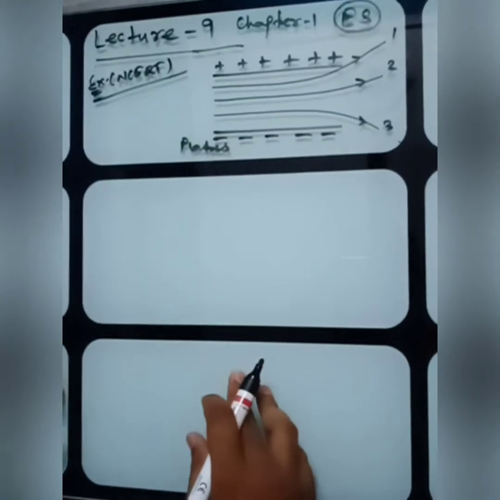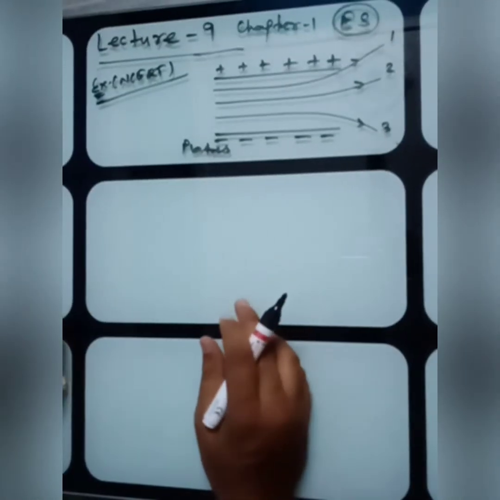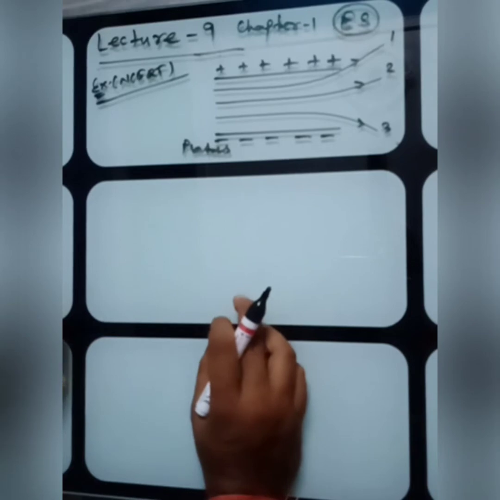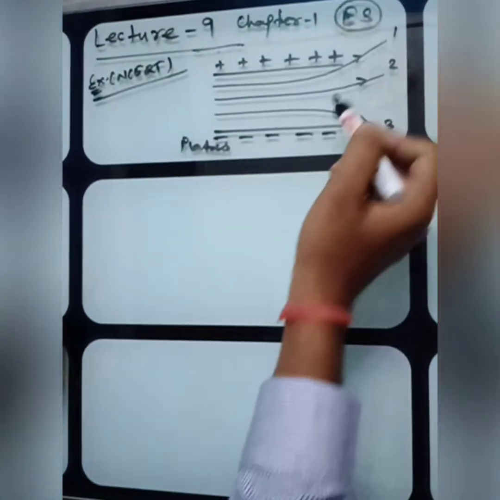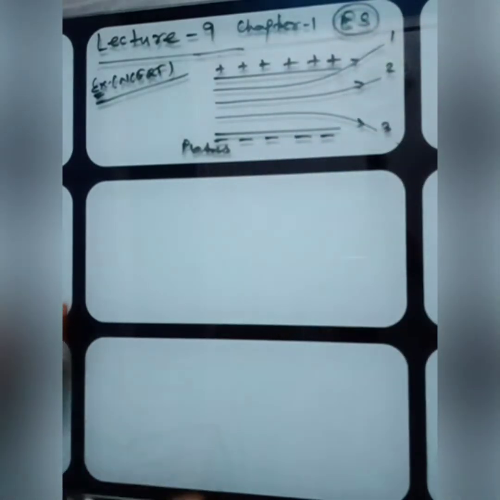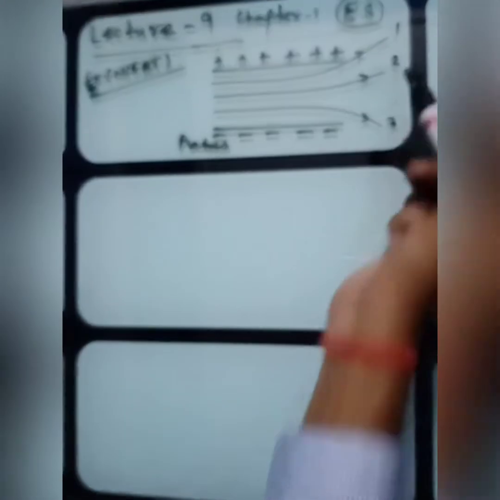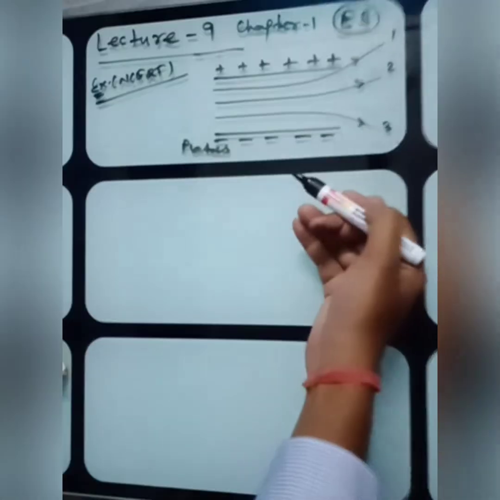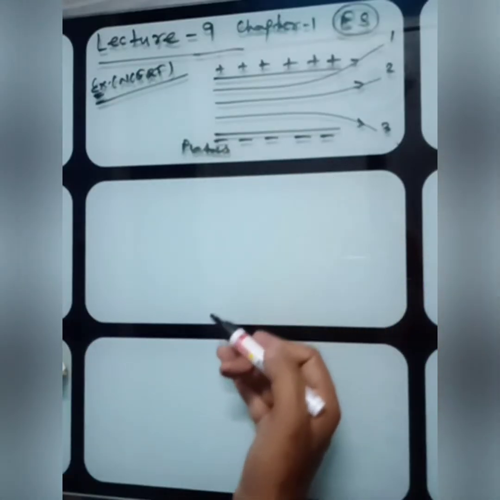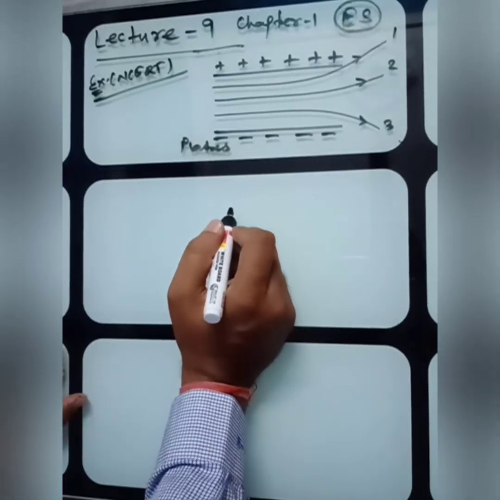In the question you have been asked to write the nature of charges 1, 2 and 3. It is a very simple question. Since charge 1 is moving towards the positive plate, of course it would be negative, and this one is also moving towards the positive plate, so it is negative, and this one is moving towards the negative plate, so this will be positive. Now the next question of NCERT is interesting.